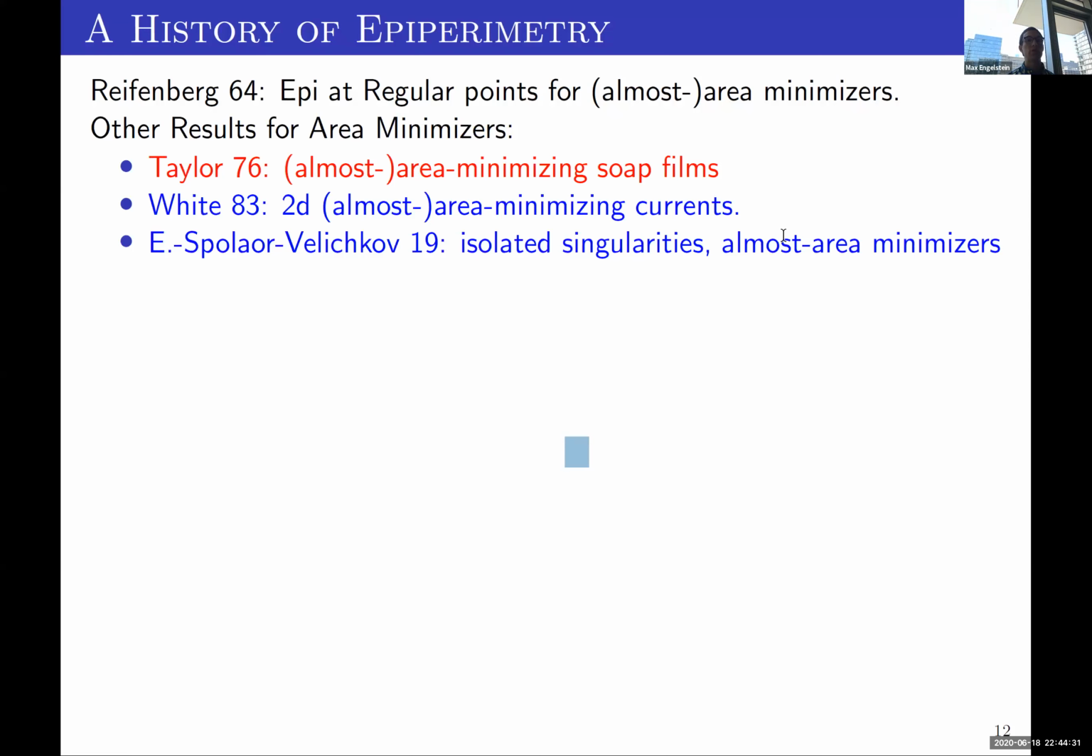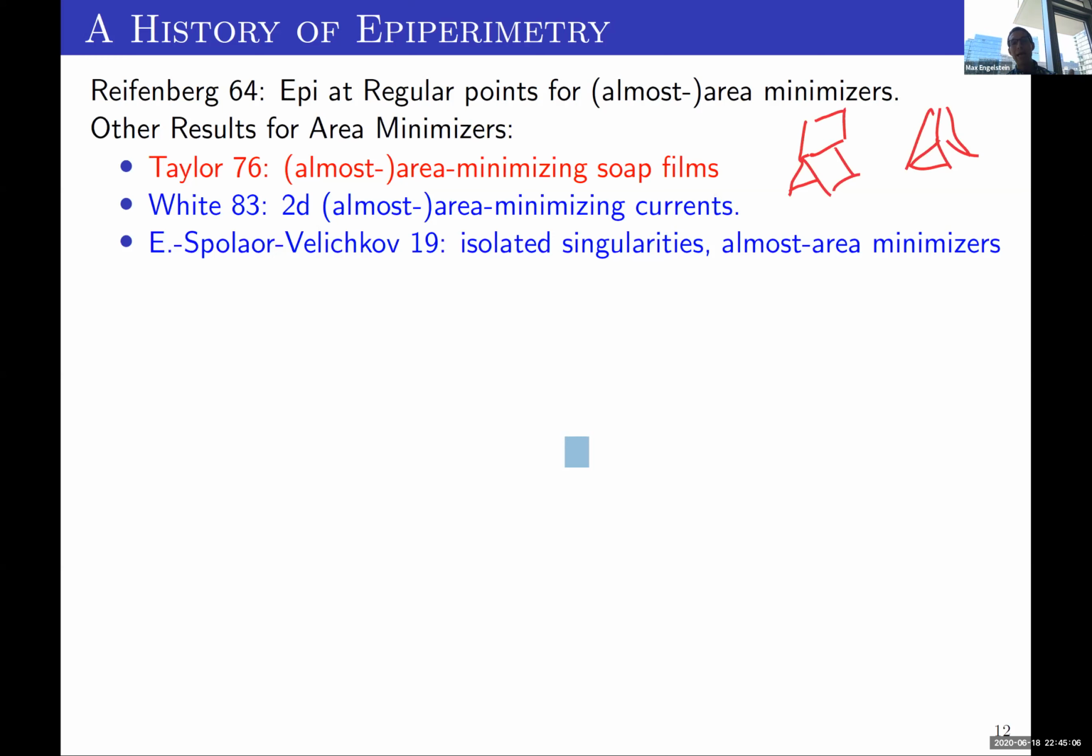There's been other results using epiperimetric for area minimizers. Taylor used it to prove uniqueness of soap films at every point. So these are things that look like these types of singularities, or there are tetrahedral singularities as well. Brian White later used it to prove the uniqueness almost everywhere of the blowup for two-dimensional, almost area minimizing currents. So this allows for multiplicity in particular.